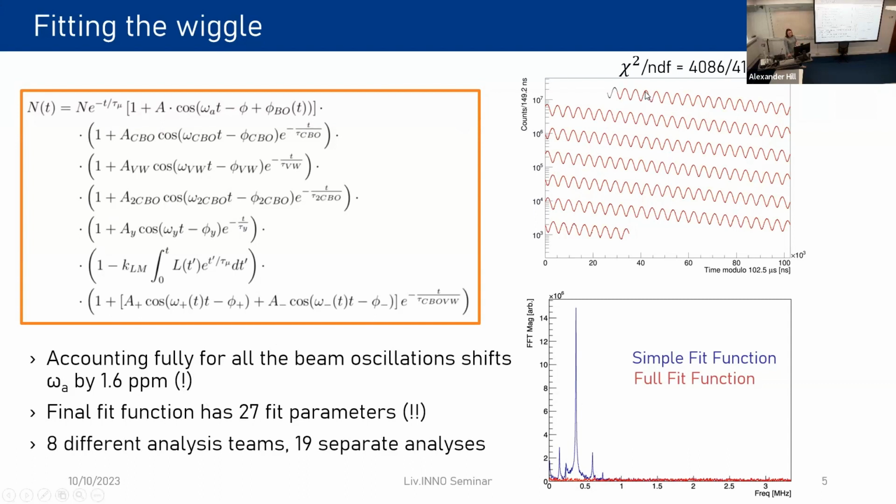So just fitting this thing to try and extract this frequency, which you would think that you could almost do by eye, involves 8 different analysis teams and 19 different analysis methods. As well as the data being blinded, they all set different offsets that they don't know about each other's, so that they're all doing these analyses completely independently. Then there's a procedure at the end where they all compare their results and make sure that they're all consistent before we remove the final blind. So this is a really complicated analysis, as you can probably tell from this function.